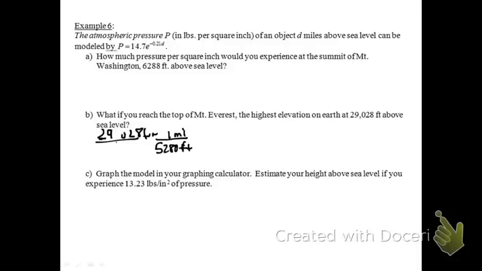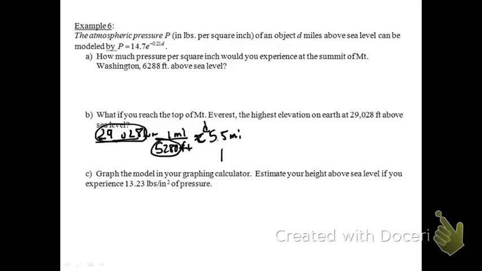So essentially, in your calculator, we're going to have to divide the 29,028 feet by 5,280. And if you do, we're going to get approximately, let's see, 29,028 feet divided by 5,280. It's going to be about 5.5 miles above sea level. So that's quite high, right? 5.5 miles. This is our D value for this problem.